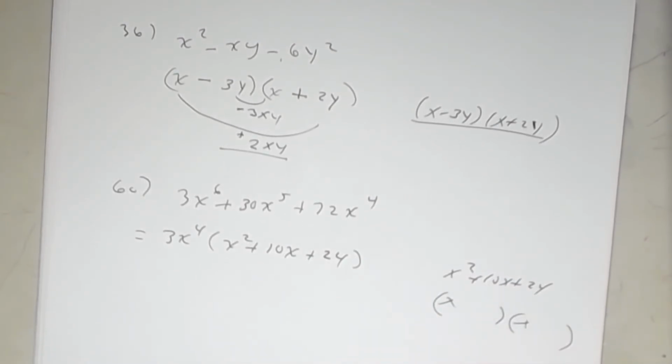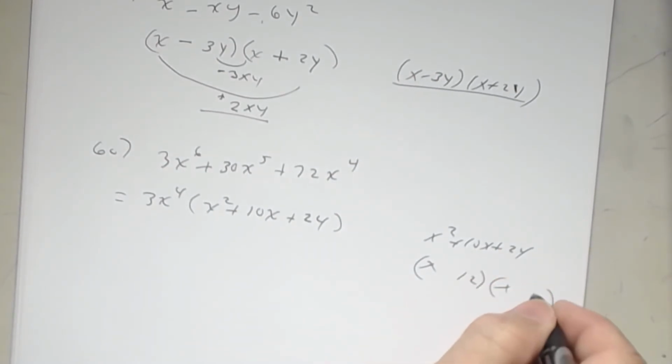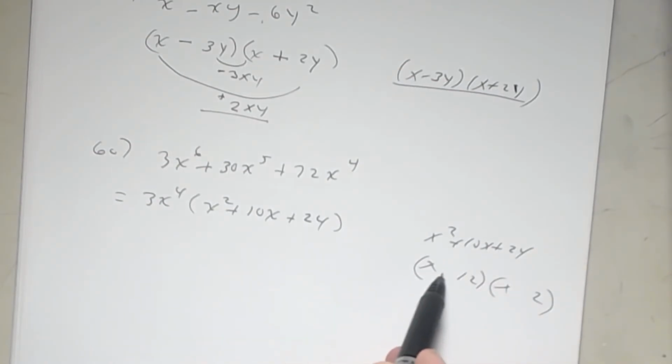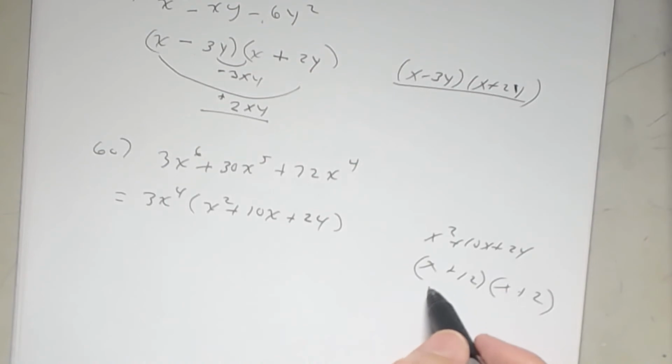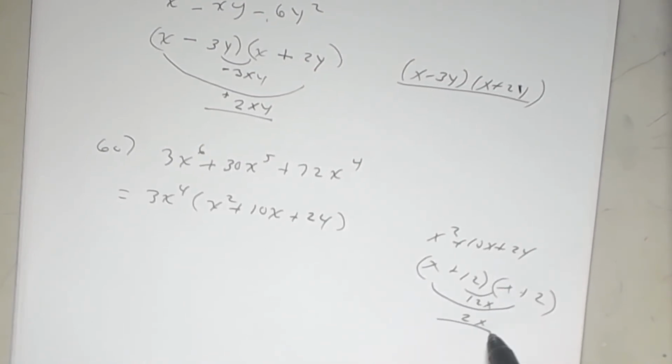So x, x, and what do we want to try for 24? 12 and 2? Okay, let's do 12 and 2 first. 12 times 2 is 24. Now the last sign's positive, so that means the signs are the same, and they're both going to be positive. But check the outer and the inner. The outer is 2x. The inner is 12x. When I add them up, I get 14x. That's not what you wanted.